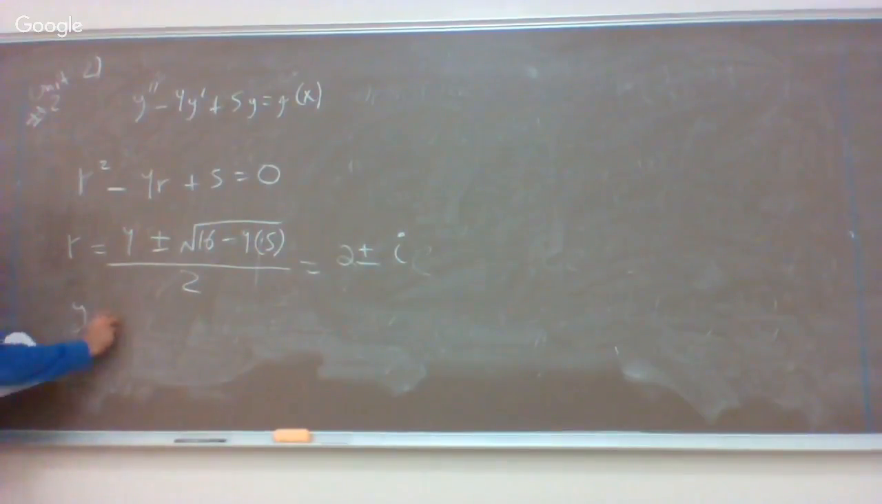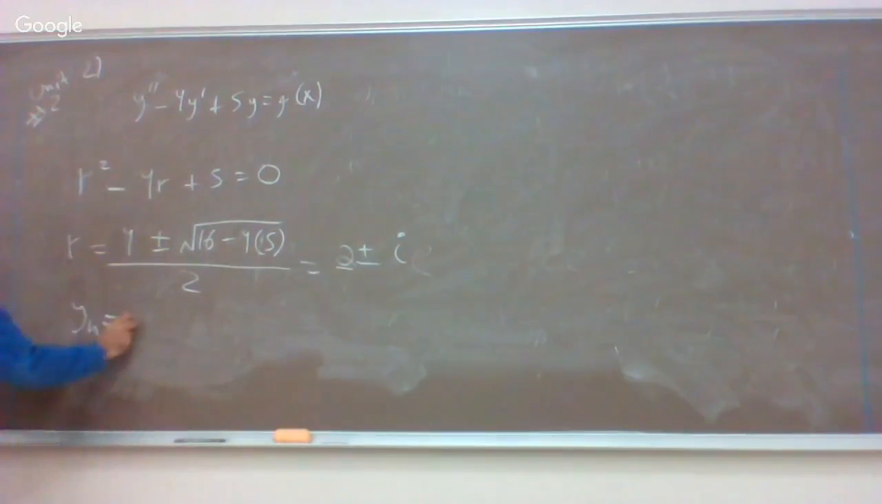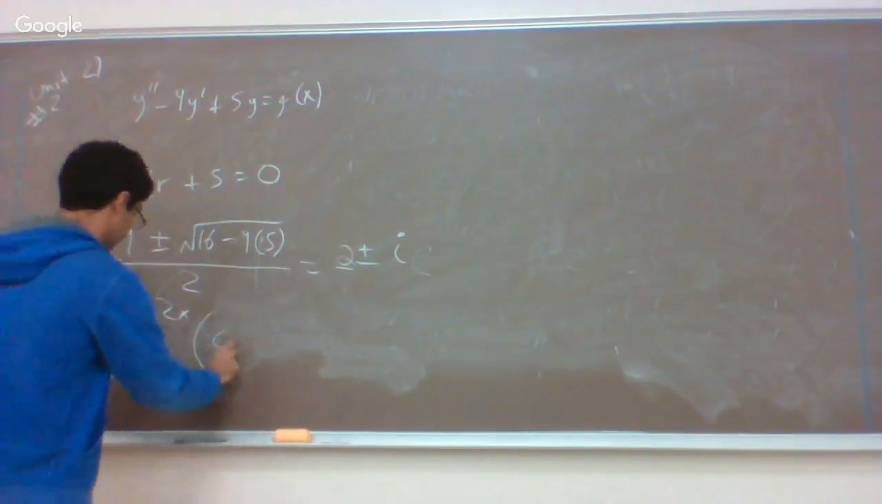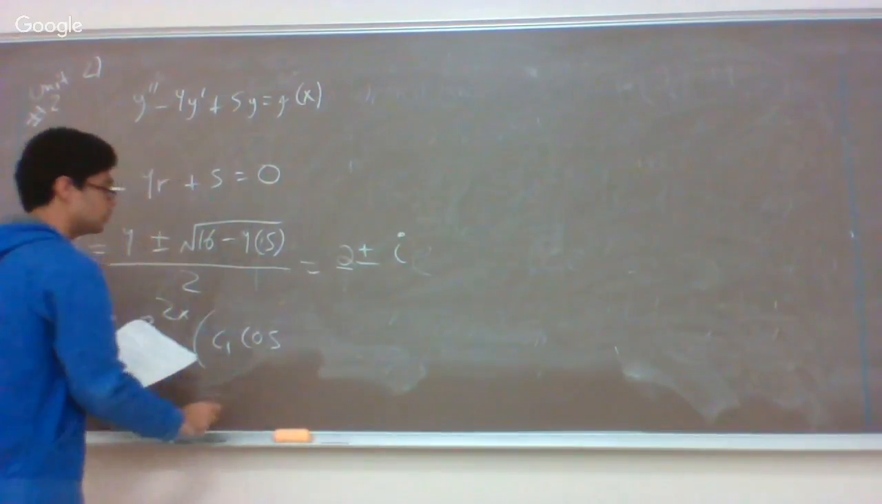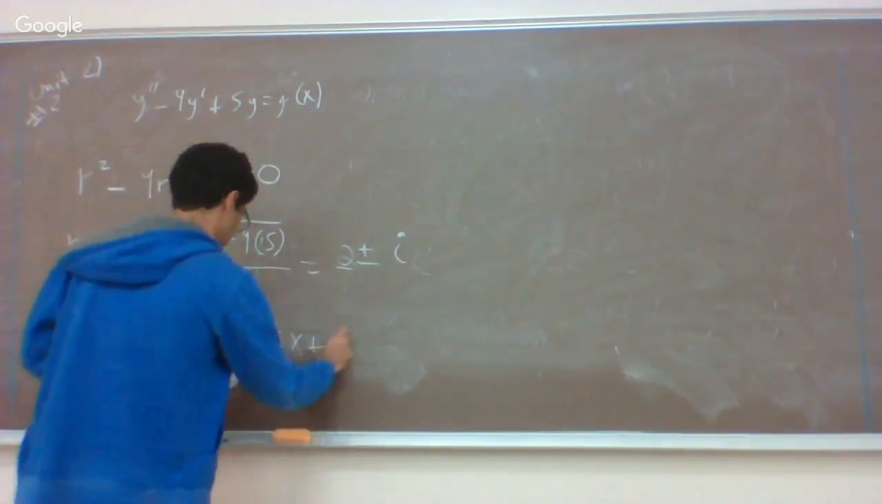So guys, the homogeneous solution is going to be what? The first term gives you my power, so it's e to the 2x times c1 cosine of x plus c2 sine of x.